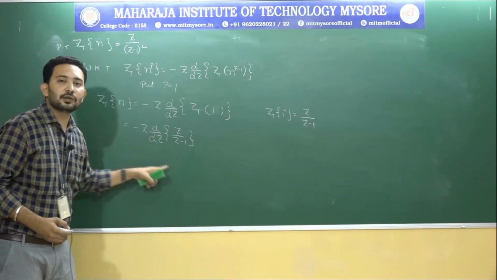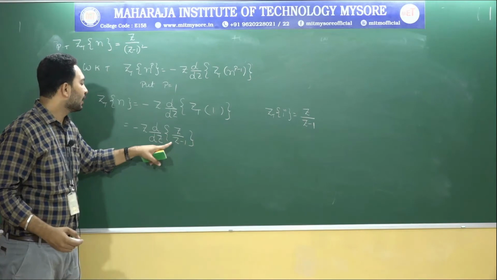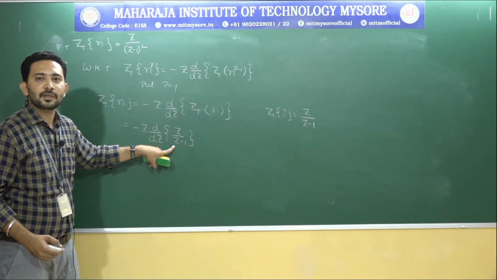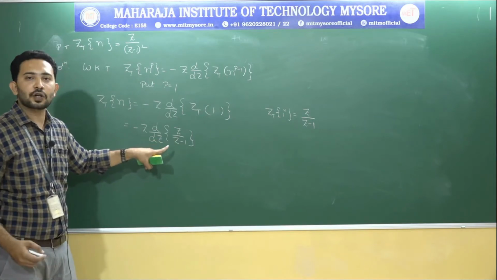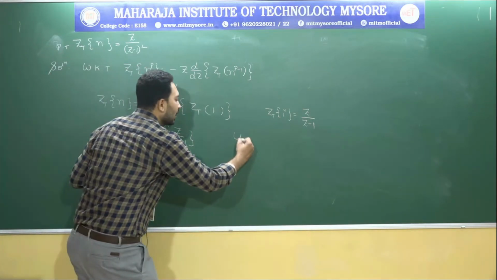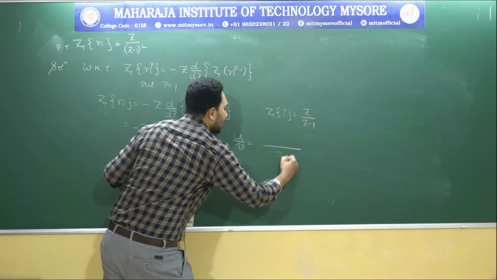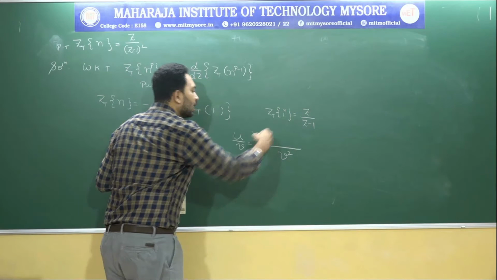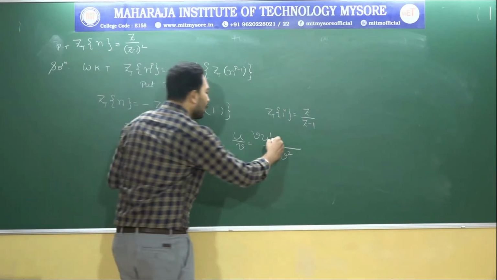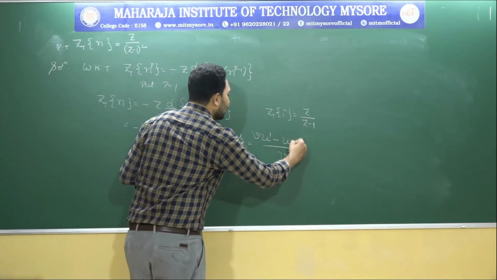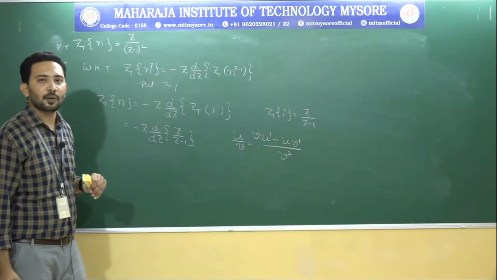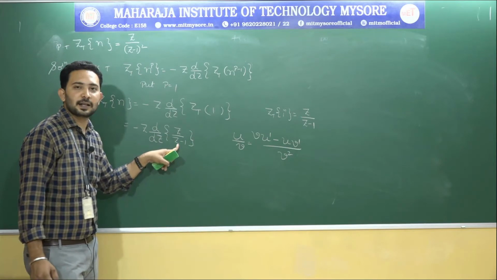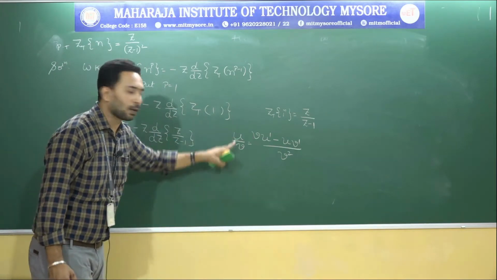Next, we need to solve this. We need to differentiate z divided by z minus 1 with respect to z. It is in the form of the quotient rule. What is the quotient rule? It is u by v: denominator square, denominator into differentiation of numerator minus numerator into differentiation of denominator. So here u is z, v is z minus 1. Apply this quotient rule here.